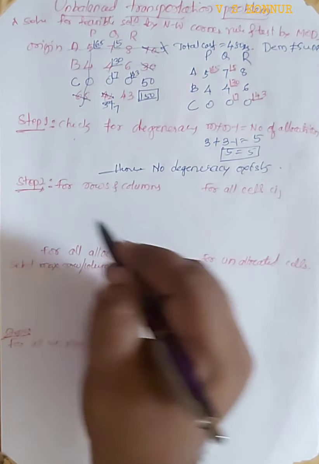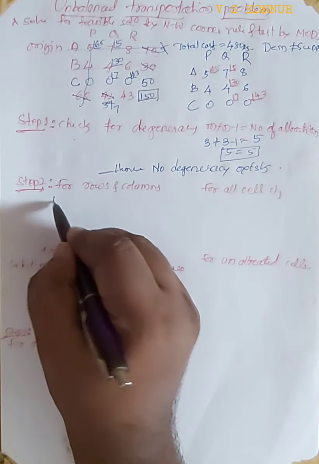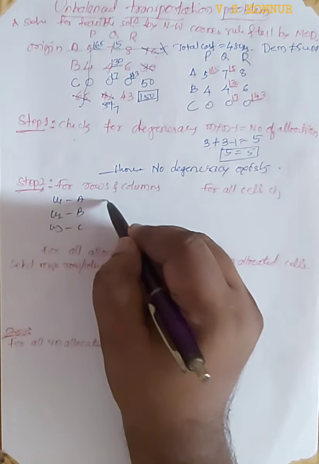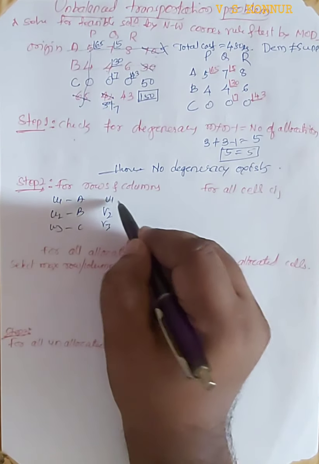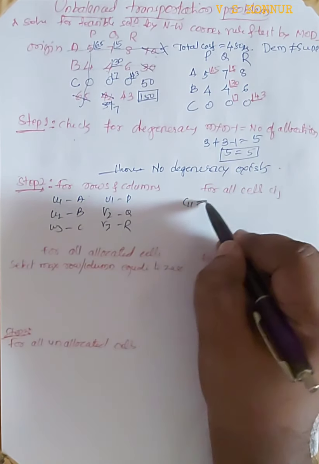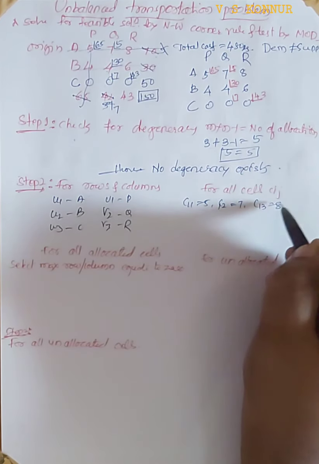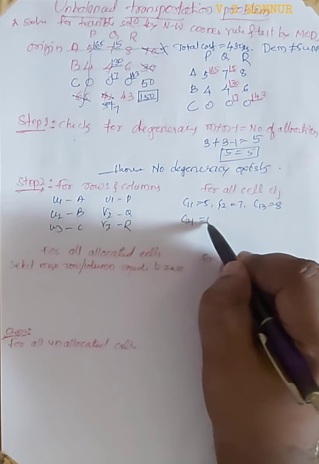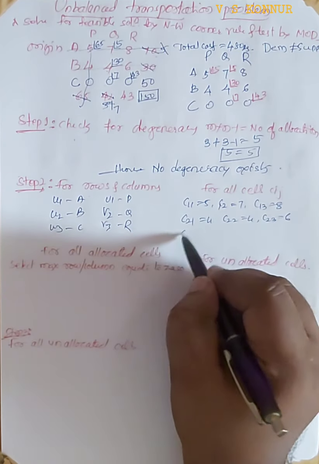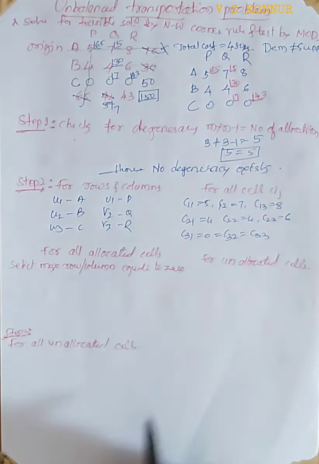Right. Now we'll go for the next rows and columns for all the cells. For rows U1, U2, U3, for A, B, C, and V1, V2, V3 for P, Q, R. For all the cells, C11 is equal to 5, C12 is equal to 7, C13 is equal to 8, C21 is equal to 4, C22 is equal to 4, C23 is equal to 6, then C31 equal to C32 equal to C33, all are 0.